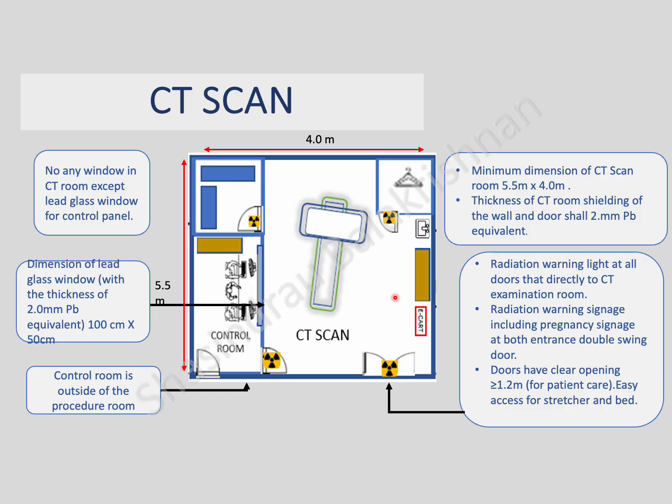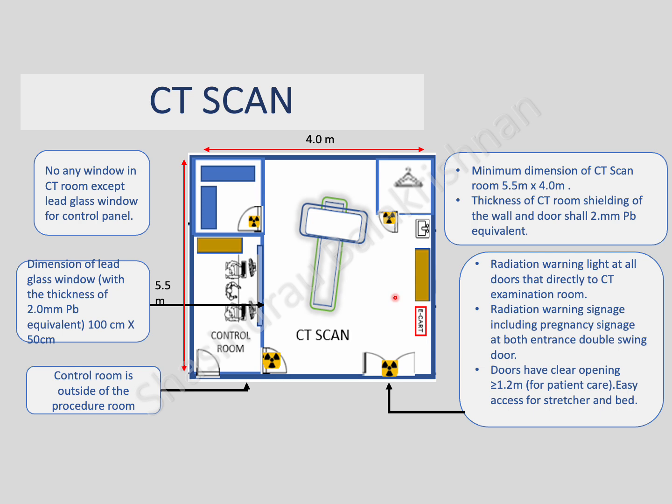The CT scan room must have a minimum internal dimension of 5.5 meters by 4.0 meters to ensure sufficient space for safe equipment operation and patient movement. The control room is located outside the procedure room to protect operators from direct radiation exposure. Walls and doors require 2.0 mm lead equivalent shielding to effectively block harmful radiation and protect adjacent areas.